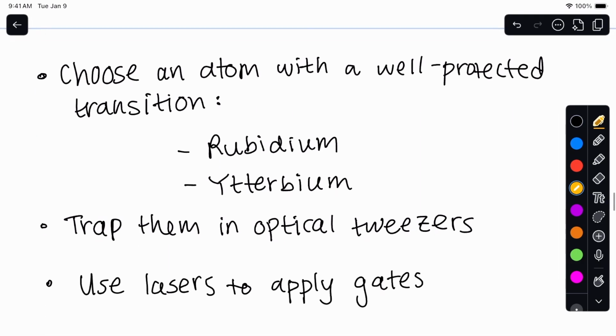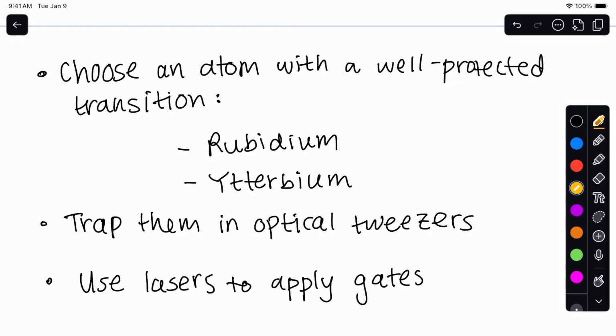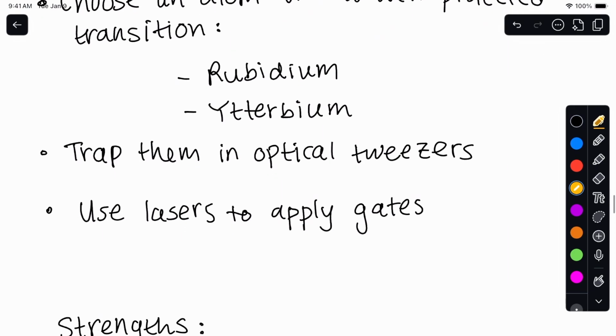Then what you're going to do is trap the atoms in optical tweezers. An optical tweezer is just laser beams that are really tightly confined down to essentially a single point. You trap an atom with that really finely constrained laser beam. And then finally, you're going to use laser beams to communicate with your qubit to apply gates. So essentially, you'll use laser pulses to apply gates.